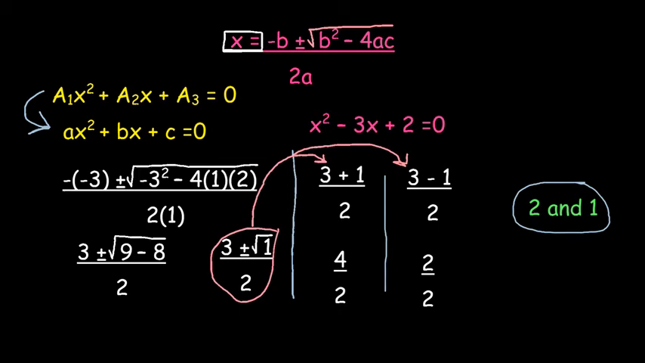So you consider two cases, one for plus, the other for minus. So 3 plus 1 by 2, 3 minus 1 by 2, which equals 4 by 2 and 2 by 2. 4 divided by 2 is 2, and 2 divided by 2 is 1.